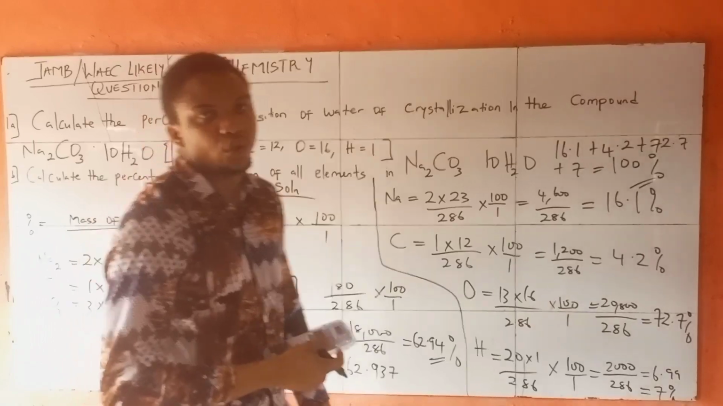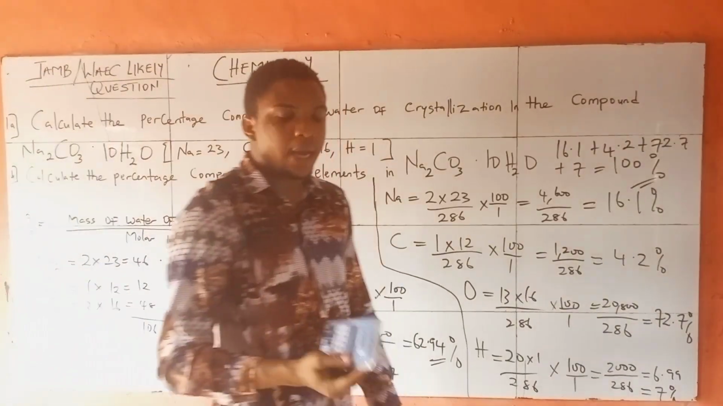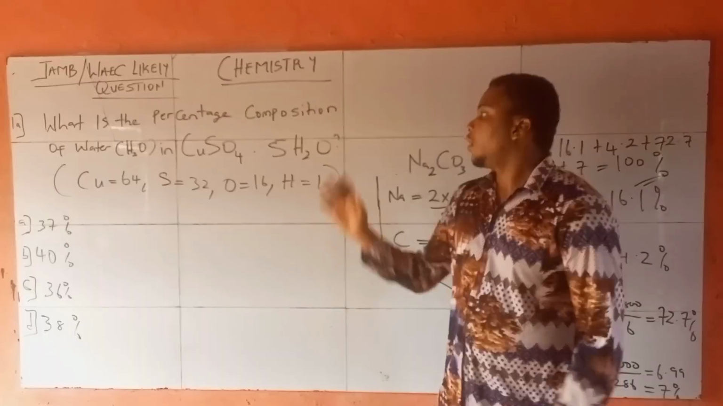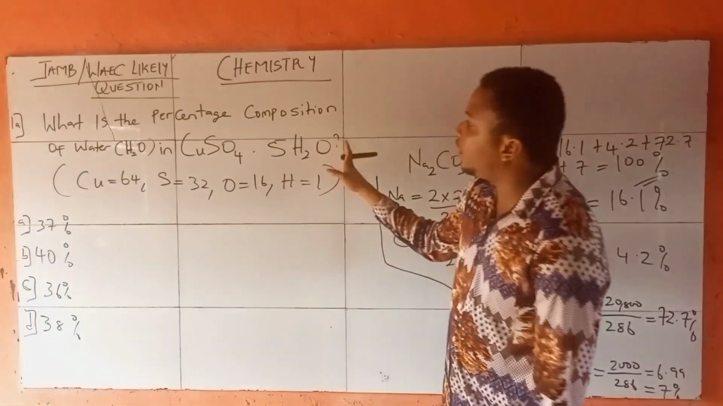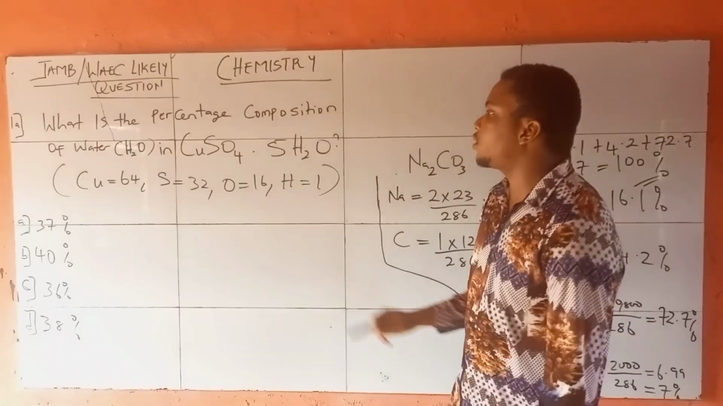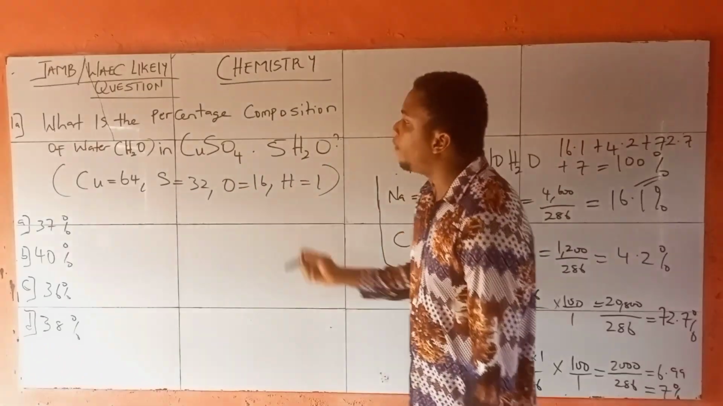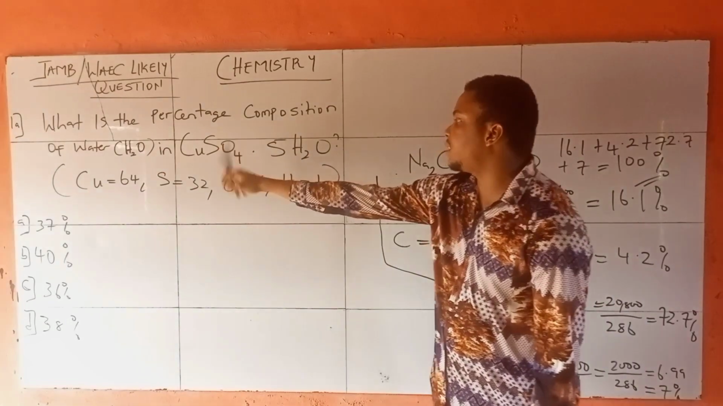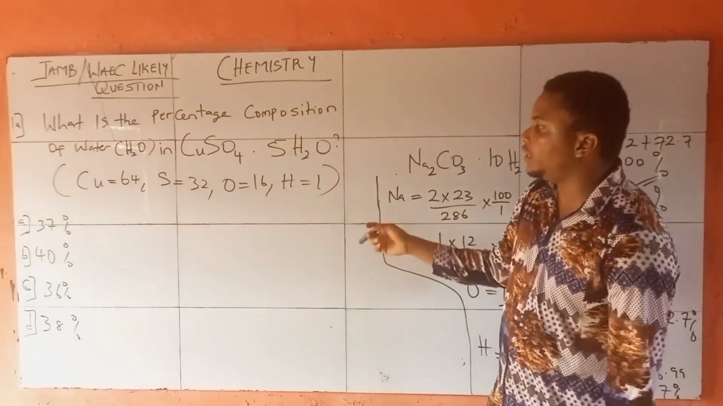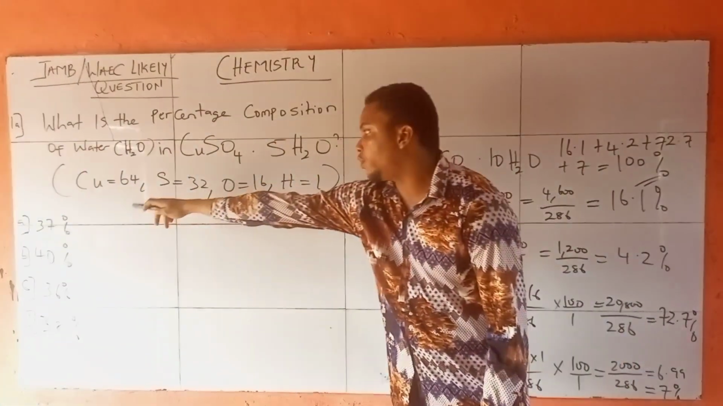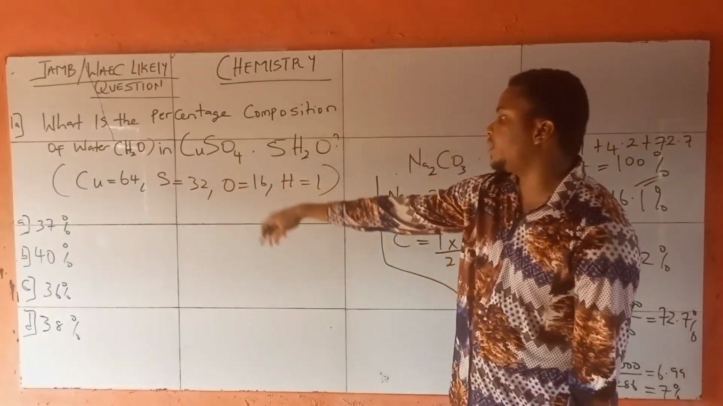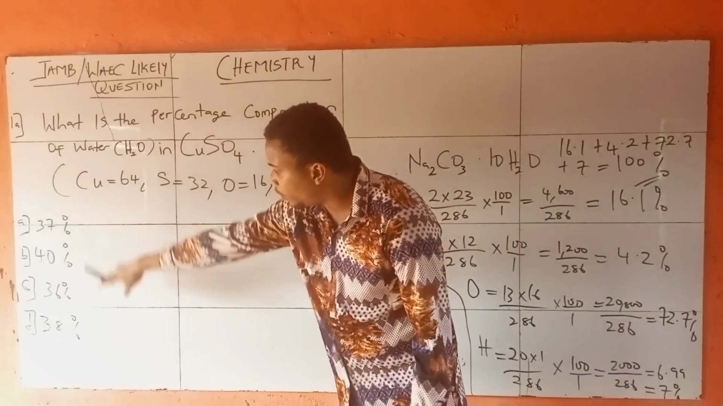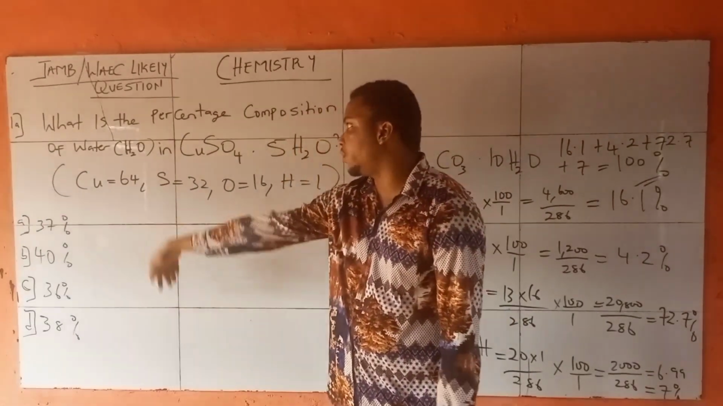I believe you have understood this work we just did, but I'm going to leave you with a practice question to try out and see how far you understand what we just did. Guys, here on board is your practice question. What is the percentage composition of water in copper sulfate pentahydrate? You have the mass number of copper, sulfur, oxygen, and hydrogen. And you have the options here. One of these options is the correct answer.